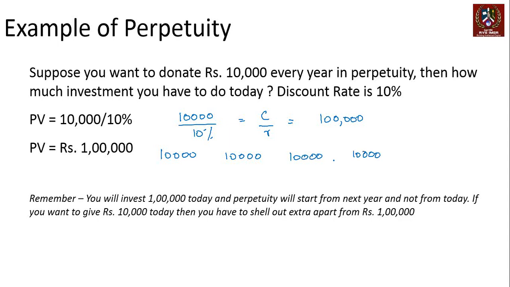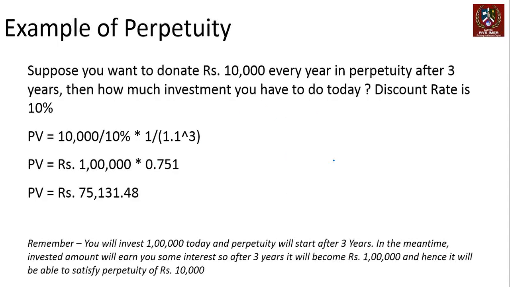Sometimes the perpetuity doesn't start immediately. Let's say you want to donate 10,000 every year in perpetuity, but after 3 years, then how much investment you have to make today, right? So now understand this: 0, 1, 2, 3. Here is when you want to start the perpetuity, correct? This is where you want to start the perpetuity.